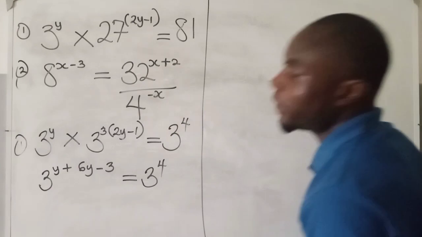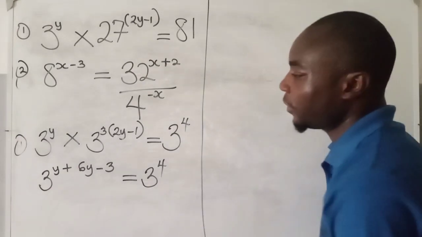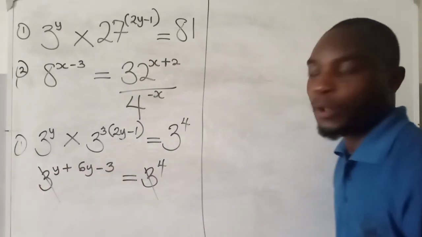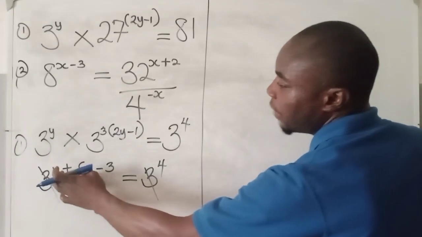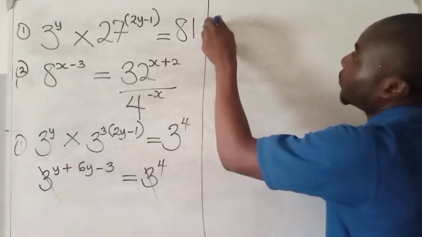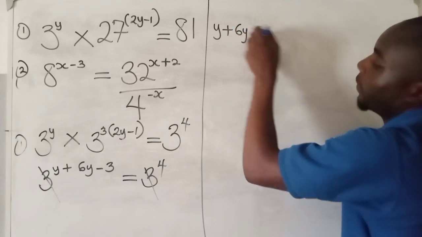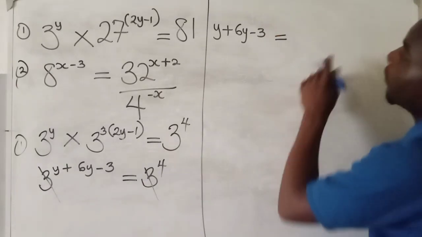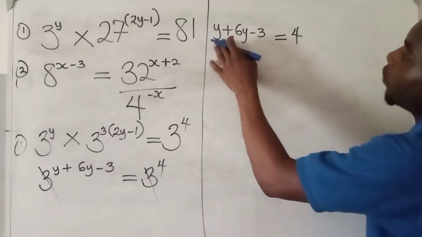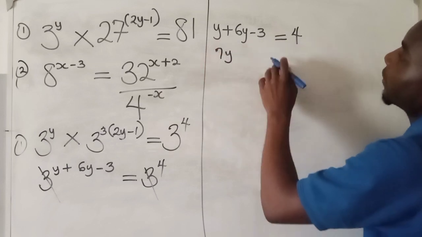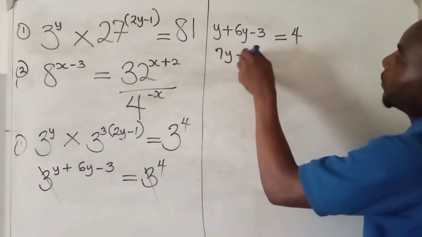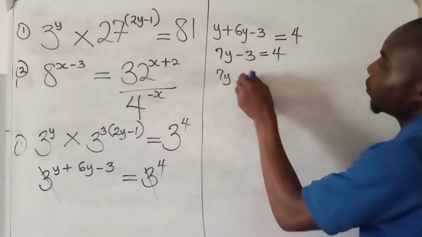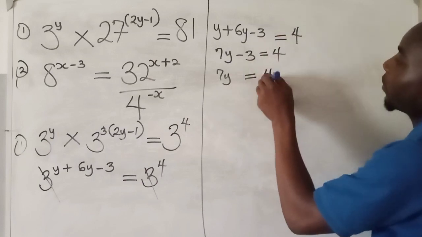Okay, so now we have the bases as 3 and 3. So we're going to now equate the bases. 3 is equal to 3. All right, so we can now make do of the powers. So we have y plus 6y minus 3, and that's equal to 4. So when we collect like terms, y plus 6y will give us 7y, minus 3 is equal to 4.